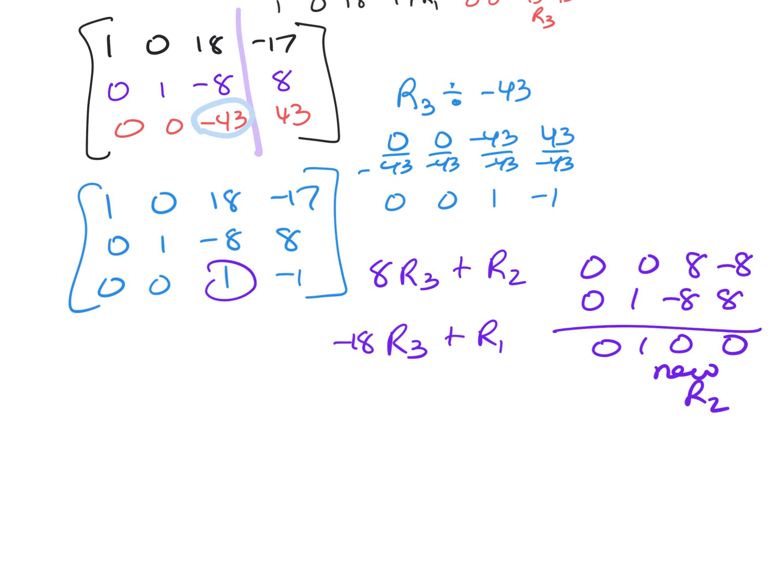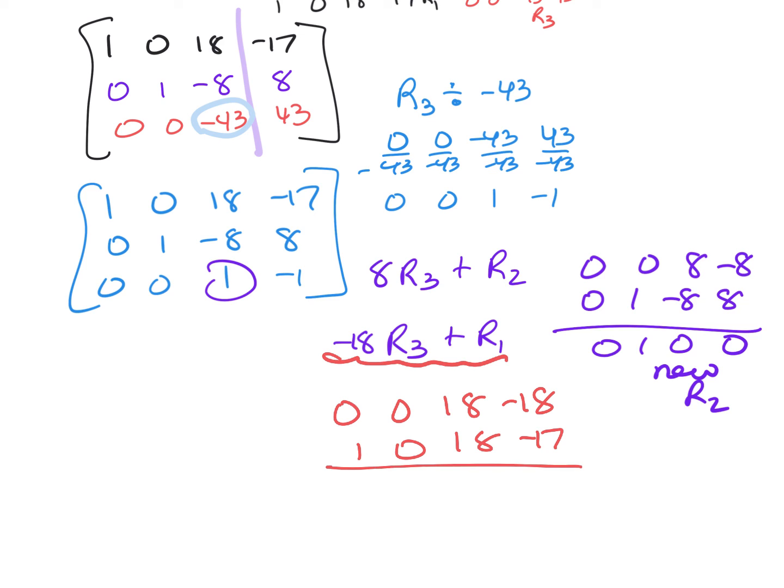And then I have to get my new row 1, which I'm going to do this calculation. So 0, 0, 18, -18. So I add this to row 1. 1, 0, 18, -17. And this should be a -18, and that's a +18. So then this becomes 0, and this becomes a 1. And this is my new row 1.